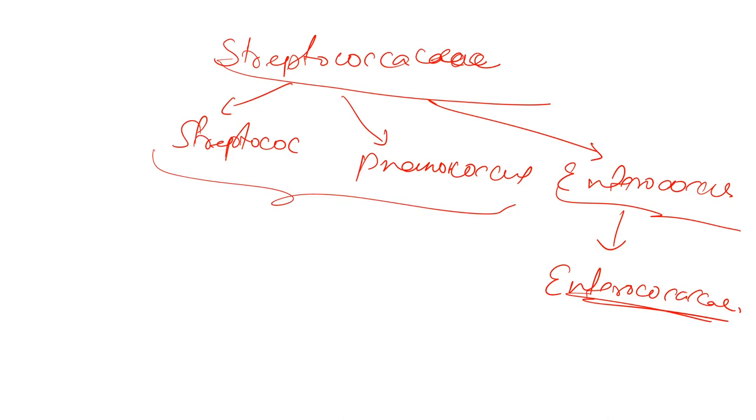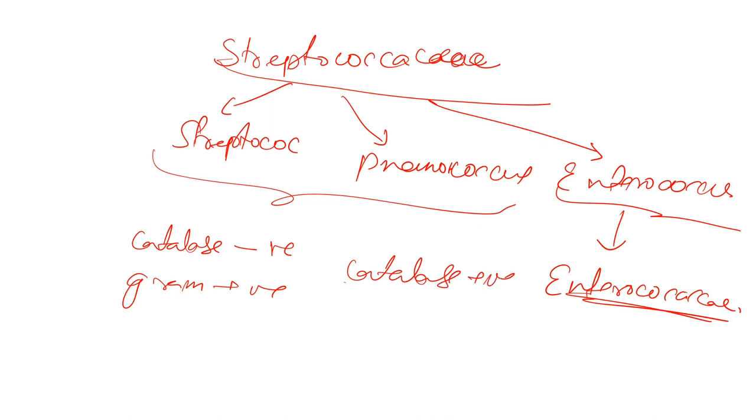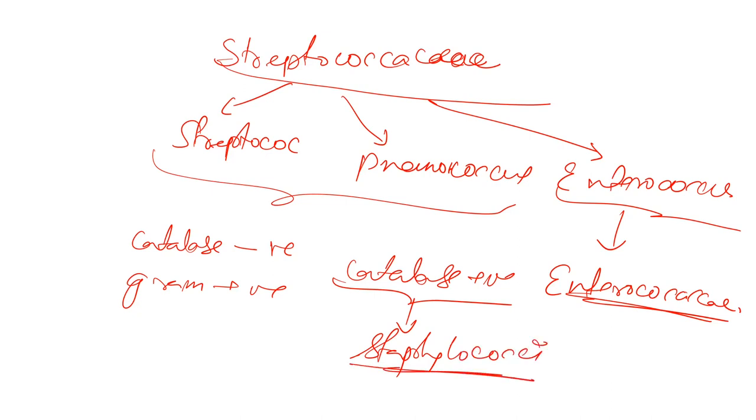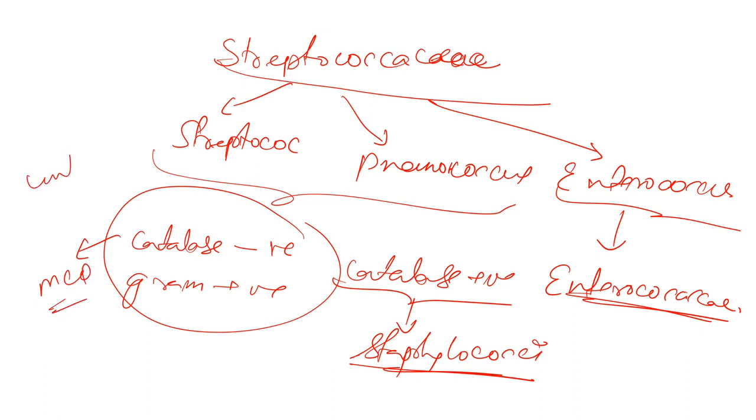Streptococcus is a catalase negative and gram positive group. How is it catalase negative? Catalase positive was Staphylococci, so Streptococci naturally becomes catalase negative. This is an MCQ which has come an unlimited number of times, and it might come in the future also.